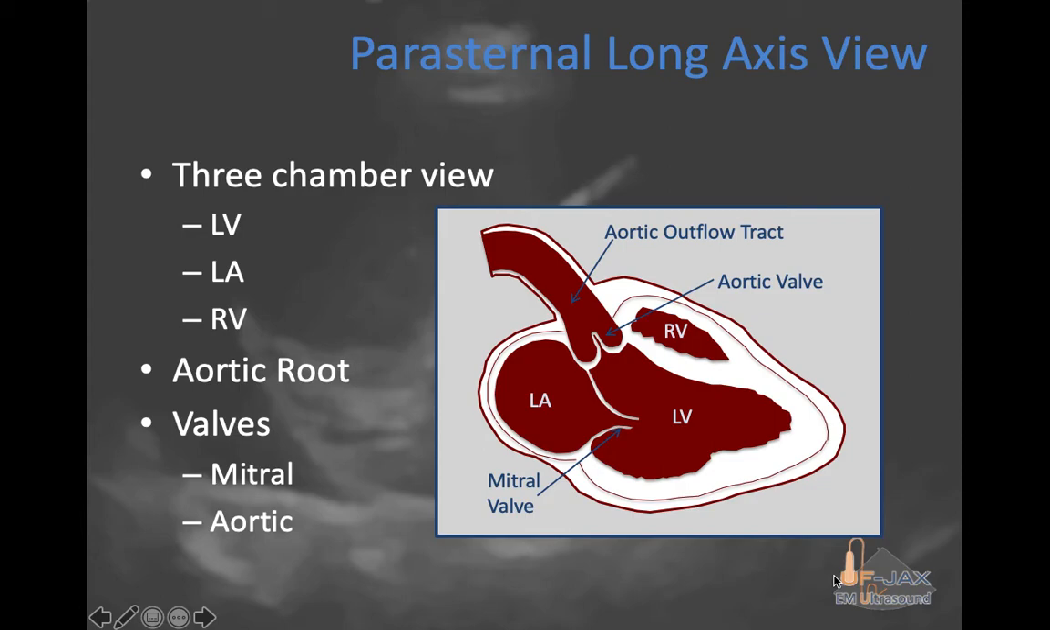Here's a schematic of the parasternal long axis view. You'll notice that this view has only 3 chambers in it. The left side of the heart is visible as both the left atrium and the left ventricle, but on the right side, only the right ventricle is present. This is really important to note because this is what we're going to be looking at when we determine if pericardial tamponade is present.